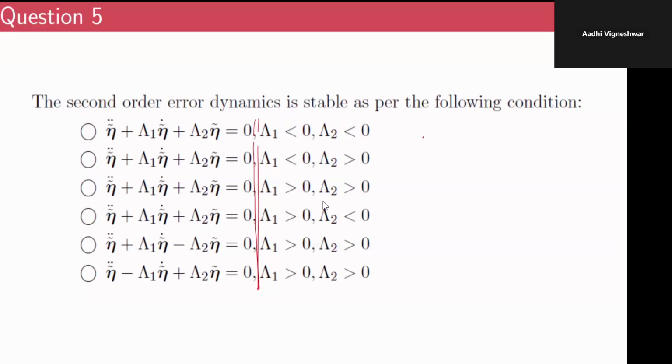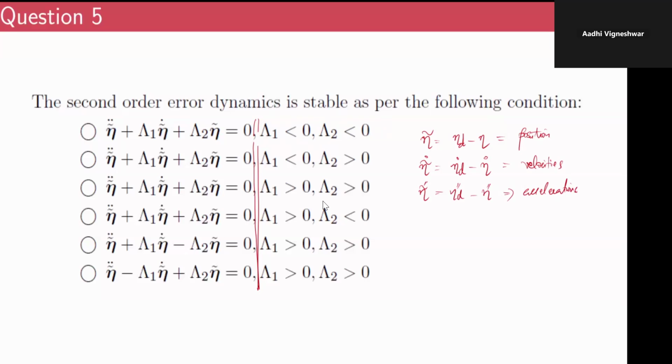So, what is this eta tilde coordinate? Eta tilde is nothing but the difference between the desired and the actual coordinates, right? And this is the difference between desired and actual position coordinates. And eta tilde dot is the difference between the desired velocity and the actual velocities. And eta tilde double dot is the difference between the desired and the actual accelerations, right?